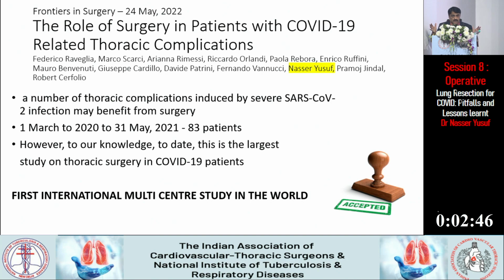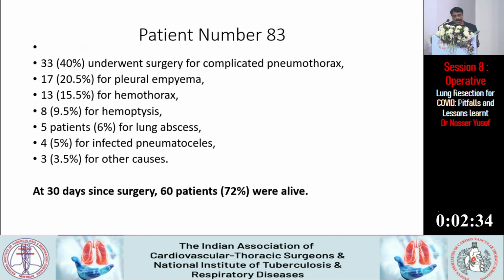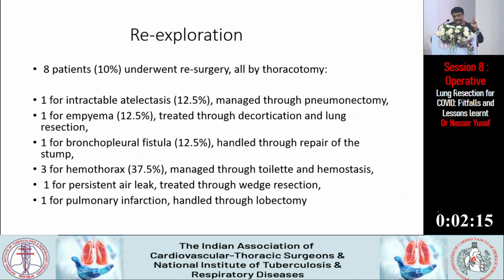And then all this effort, colleagues of ours across in Brazil, Italy, UK, and the US, we came together and published, after much resistance, the first international multi-center study in the world. The numbers were fewer then, 83, as we listed: pneumothorax, empyema, hemoptysis, lung abscess, infected pneumatoceles were addressed, and the important point was 72% were alive after 30 days. And re-exploration was done for various reasons.